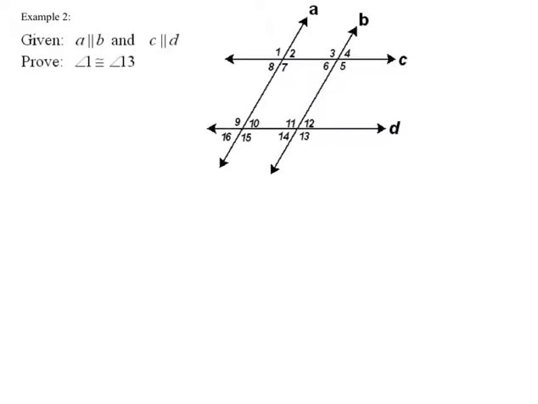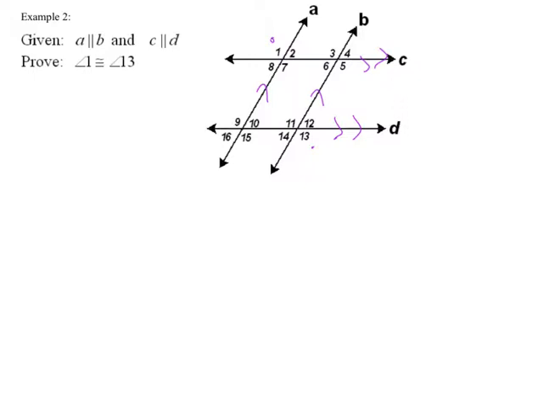This one's a little bit different. I have these double lines, but this time I'm told that I have two sets of parallel lines, which is kind of nice. I don't know anything about the angles, but since I have these parallel lines, I'm going to mark them. A is parallel to B, and C is parallel to D. I want to prove that angle 1 is congruent to 13, and you'll notice angle 1 and angle 13 have no relationship. There's not a transversal that includes both of them. They are not alternate exterior angles or anything else for that matter.